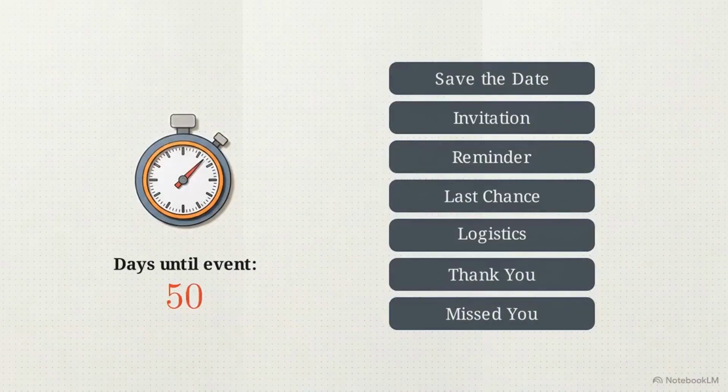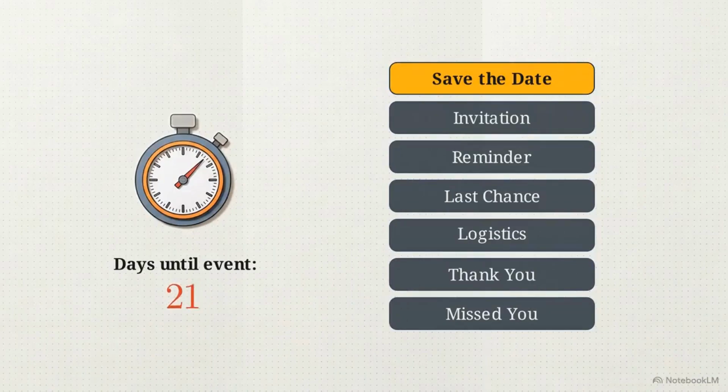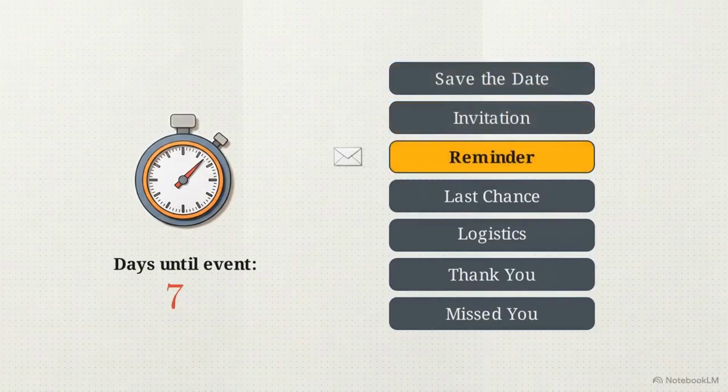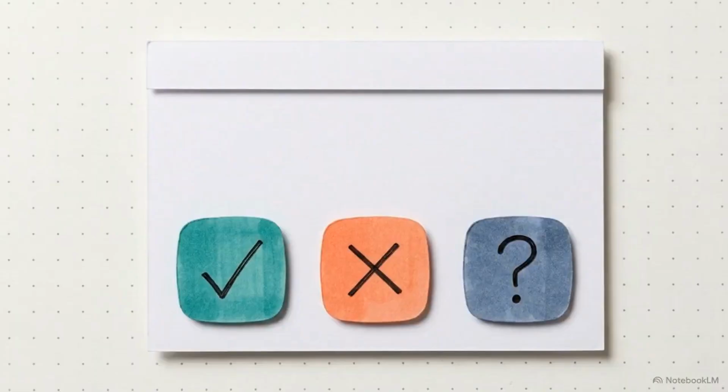Based on how close you are to the event date, the system computes whether a guest should receive a save the date, an invitation, or a last chance reminder. When the system sends an email, it arrives completely unbranded. Inside, the guest finds 3 personalized clickable buttons: yes, no, and maybe.